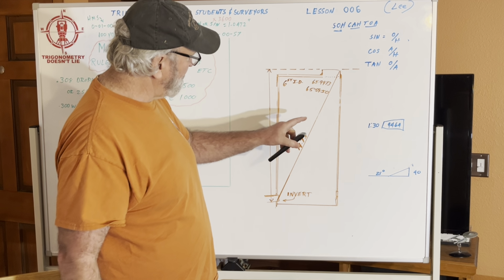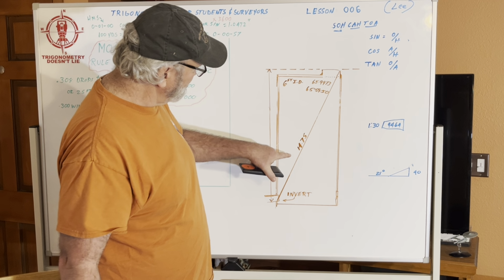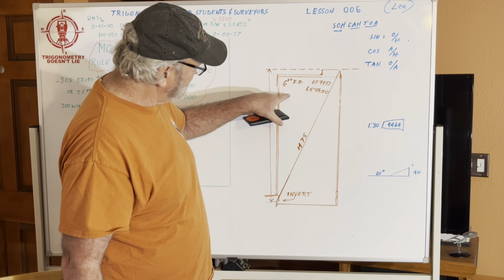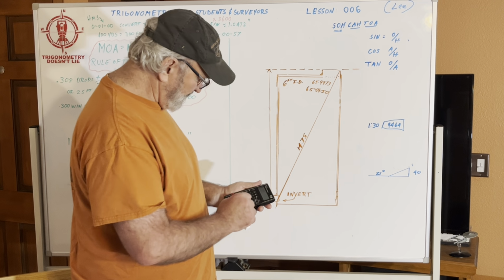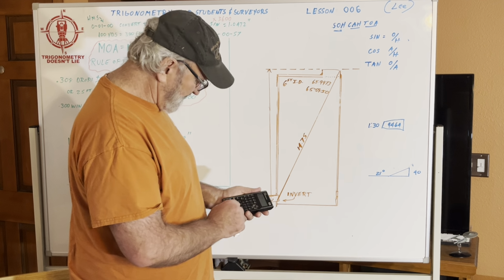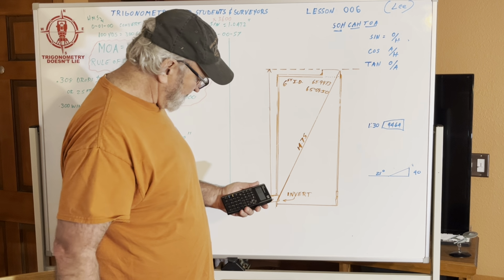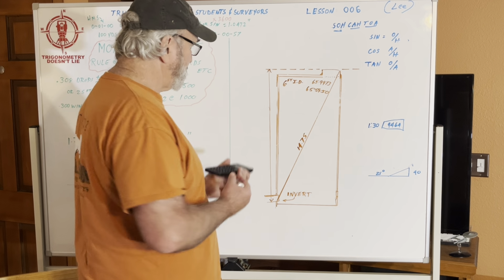65.9973. Now we can figure it out through either the cosine or the tangent. Let's go with tangent. So we're going to go tangent, and we're going to go 6 times 13.4745.